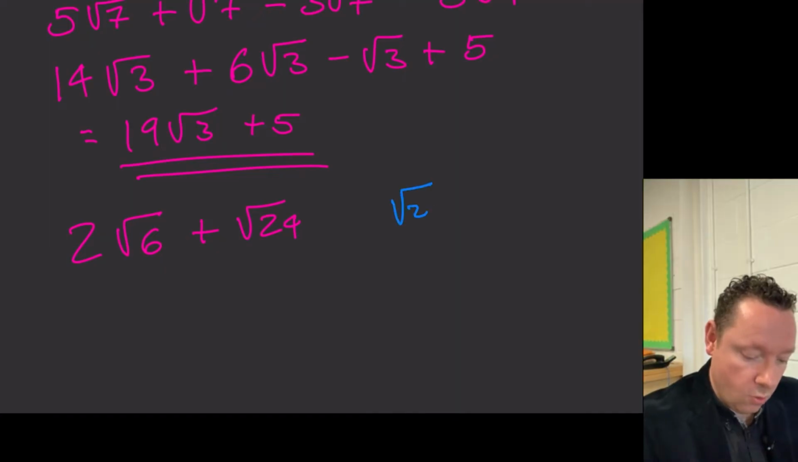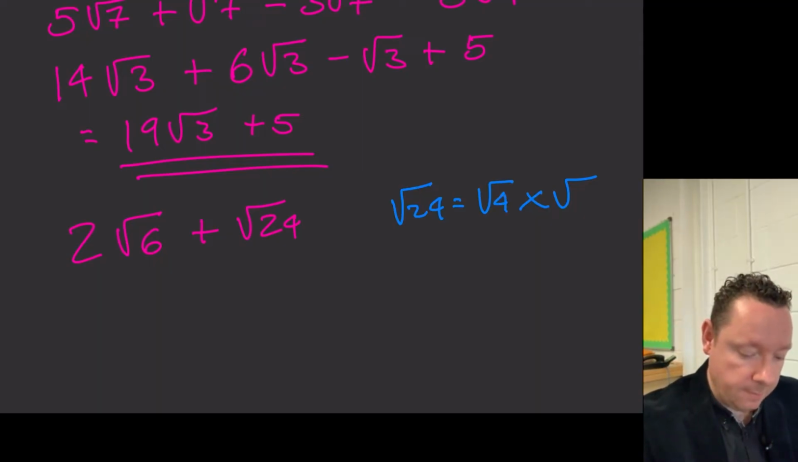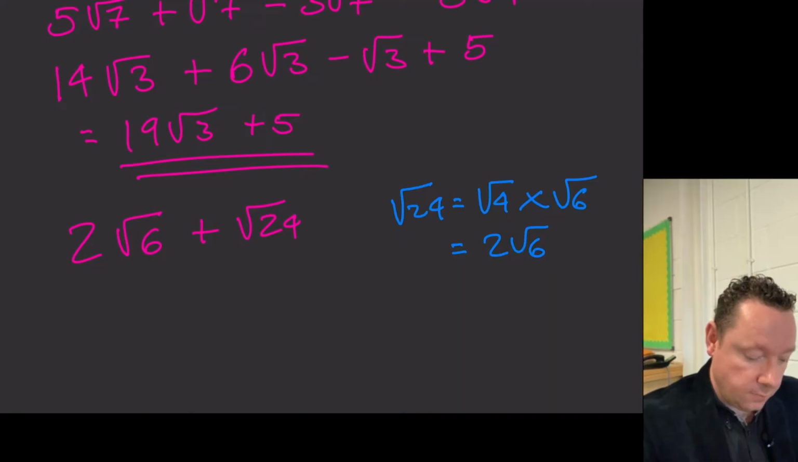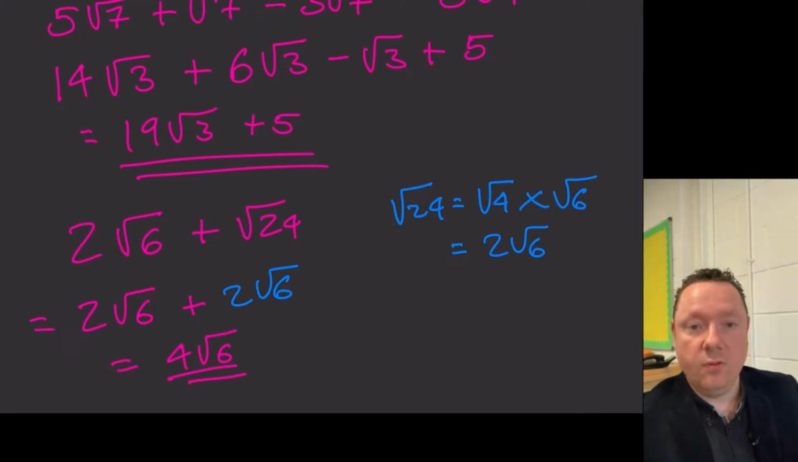So root 24 is equal to square root times square root, remember. Two numbers that times together make 24. One's a square number. Well, that's 4 and 6. So that gives me 2 root 6. Oh, look, root 6. So now I can rewrite my question as 2 root 6 plus, and then I've just got another 2 root 6 for the root 24. So that gives me 2 plus 2 is 4, lots of root 6. And that's a very simple example of adding.